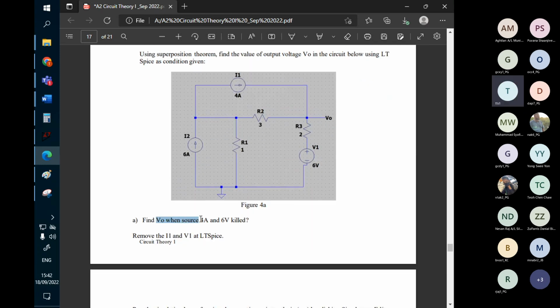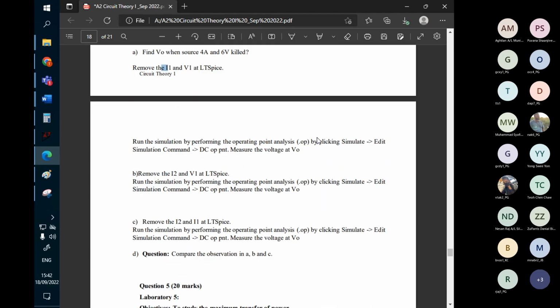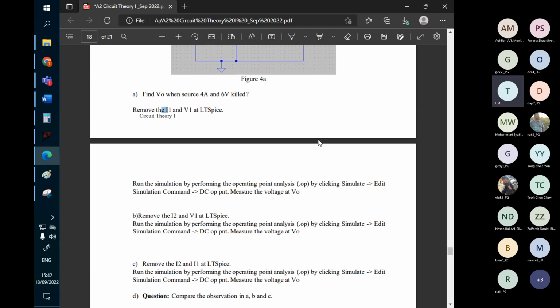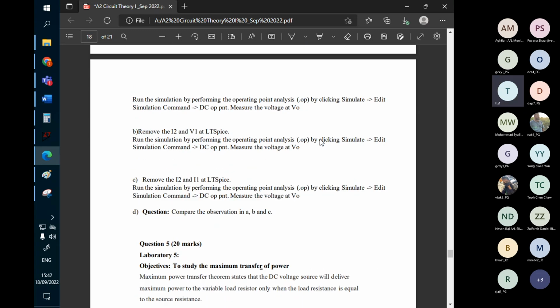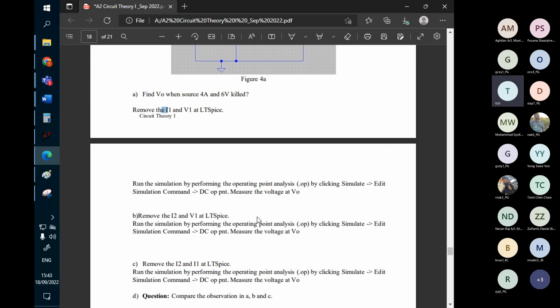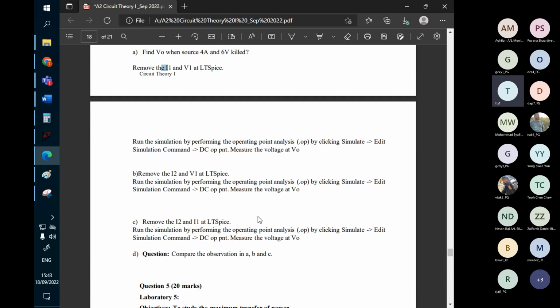Find V out when the source is... Q. Okay, so it means you want to find the V out. Q for A and 6 volt, that means turn this off. Turn this off, remove I1 and V1, and then measure the V out. Okay, I think it should be okay. Try to follow it. The instruction is a bit simple; usually it should be more detailed.